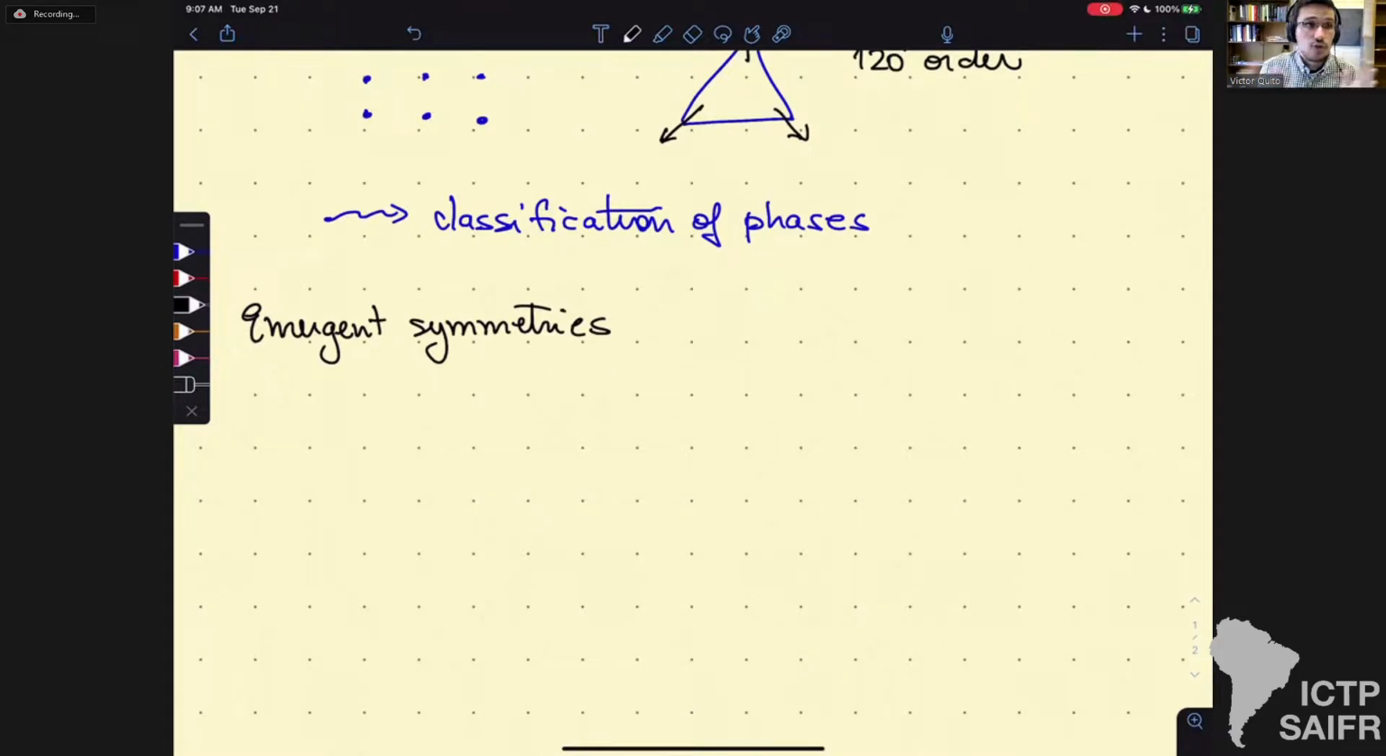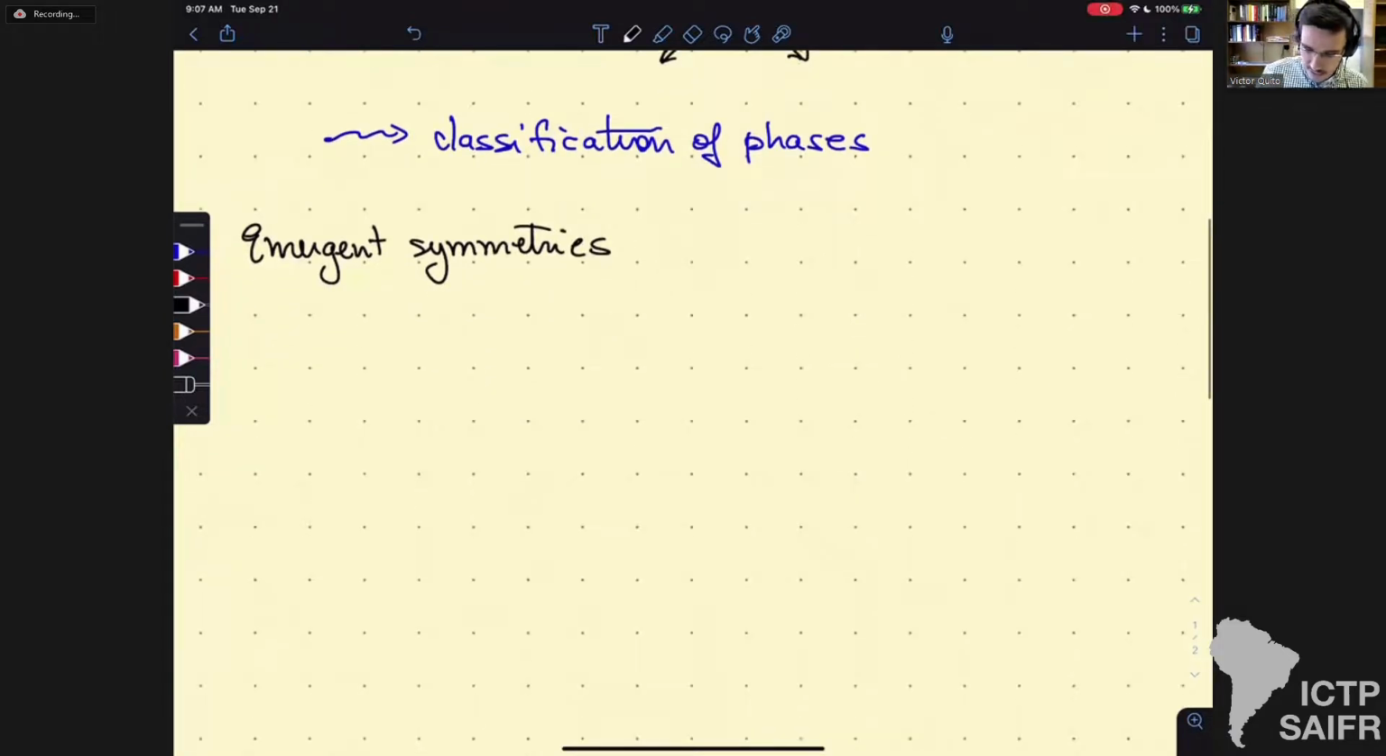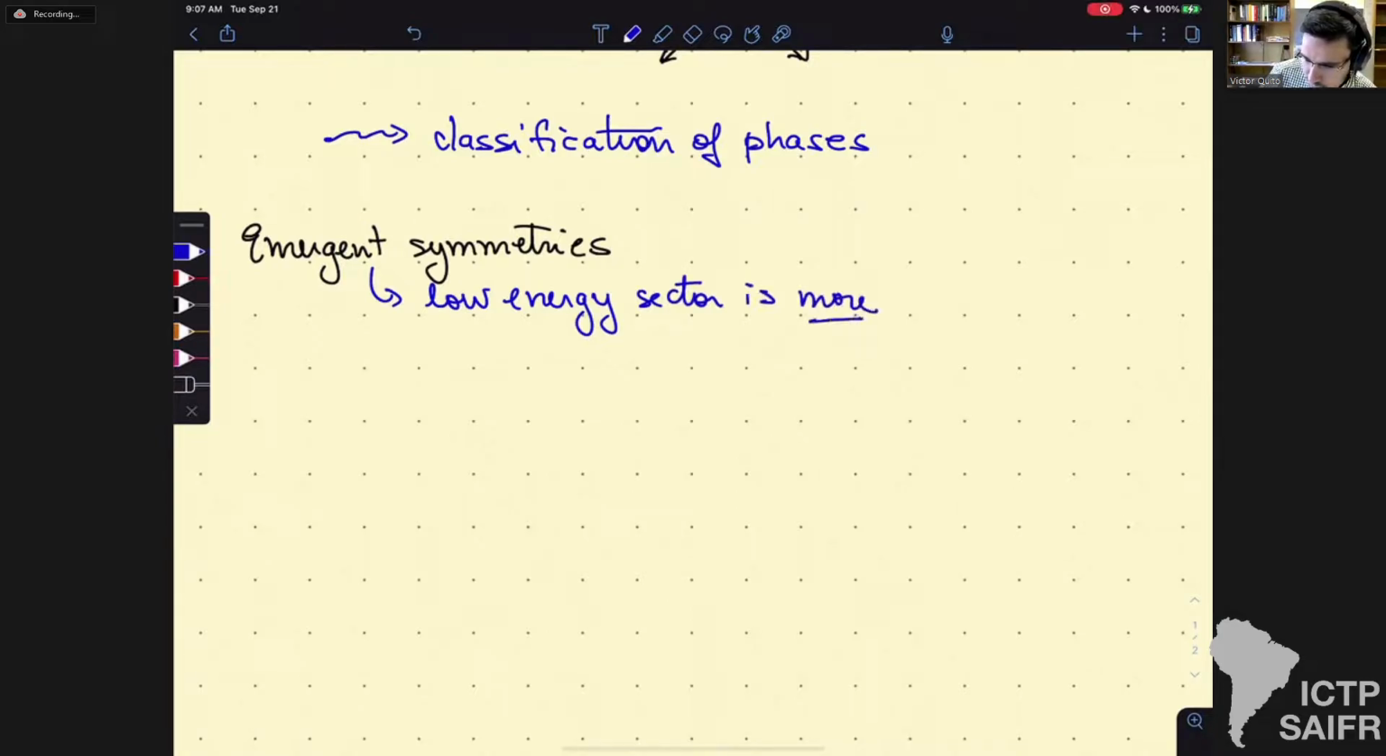A natural way of understanding this is in terms of a renormalization group approach, which I'm going to talk about now. So we have emergent symmetries when the low energy sector is more symmetric than the high energy one.